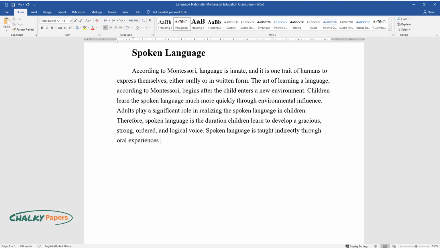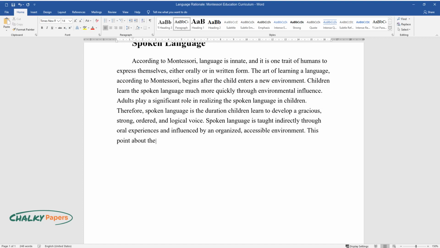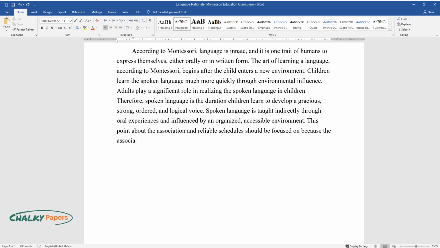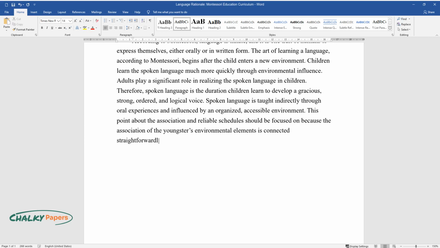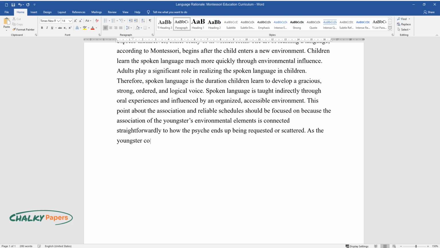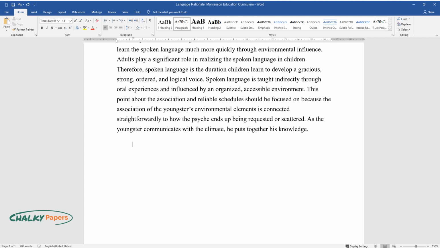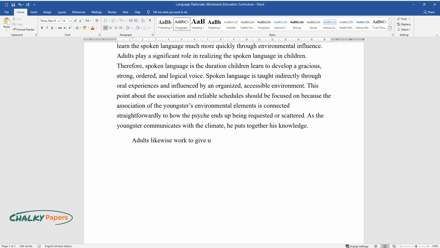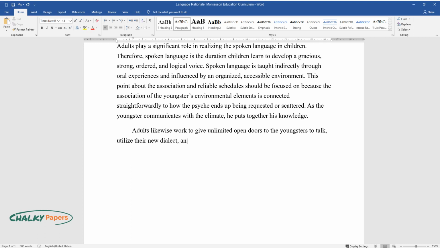Spoken language is taught indirectly through oral experiences and influenced by an organized, accessible environment. This point about the association and reliable schedules should be focused on because the association of the youngster's environmental elements is connected straightforwardly to how the psyche ends up being requested or scattered. As the youngster communicates with the climate, he puts together his knowledge. Adults likewise work to give unlimited open doors to the youngsters to talk, utilize their new dialect, and hear our language in its blending structures in general.